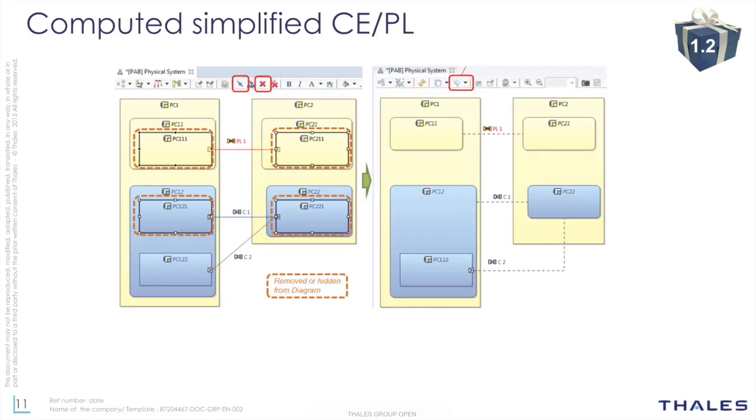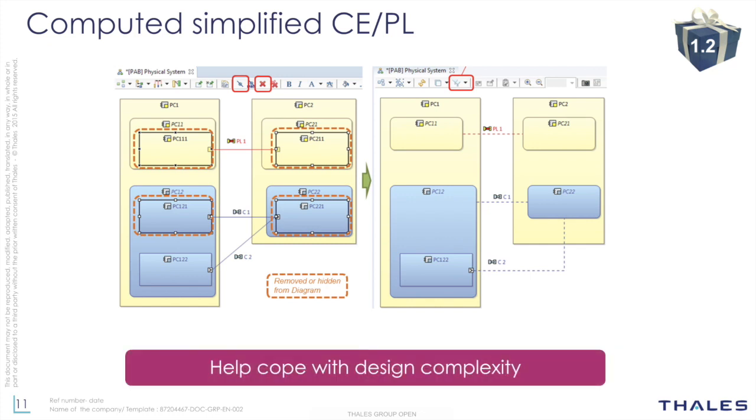The next one is something that really was missing in Capella, and we were lacking mechanisms to cope with the complexity for structural diagrams. So we had really advanced features at functional level, but we were missing the computation of simplifying links between components. So the goal of this is, of course, to help cope with the design complexity, and I'm going to perform a demonstration for that.